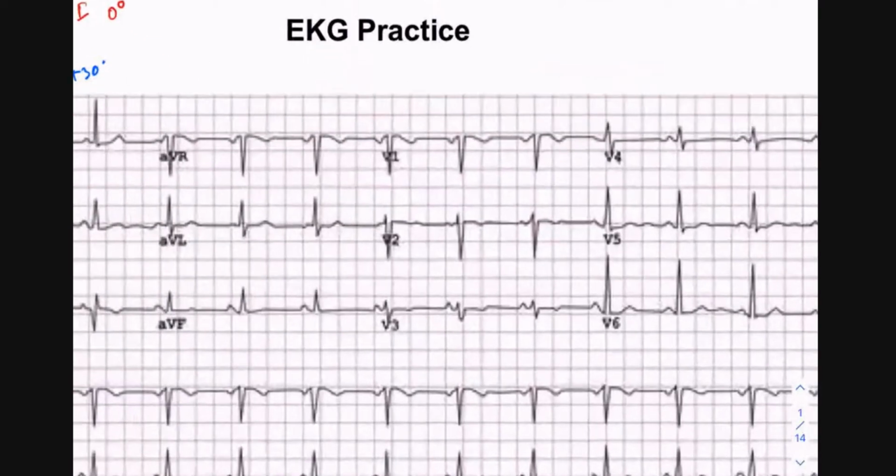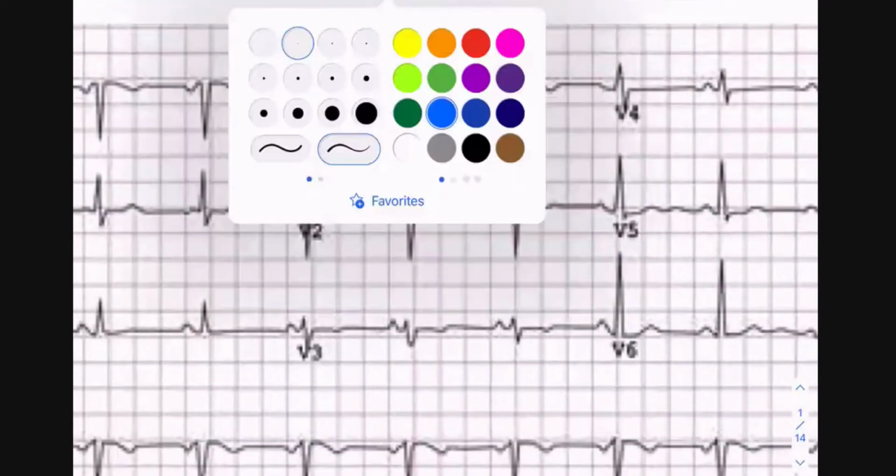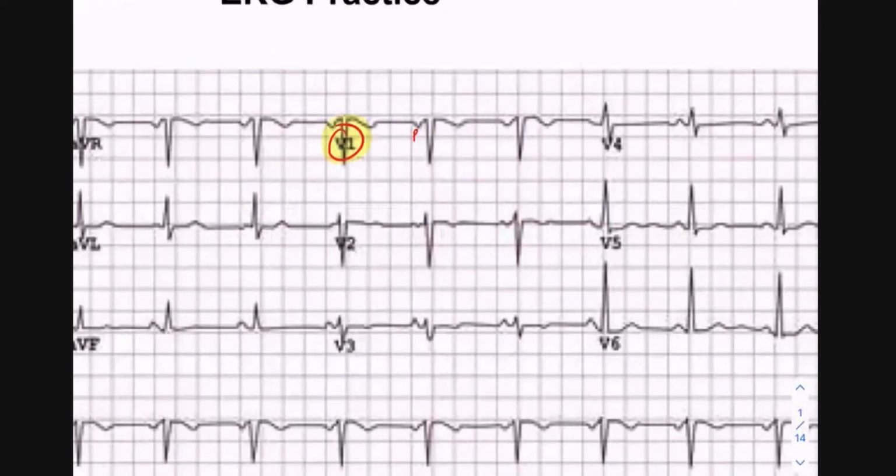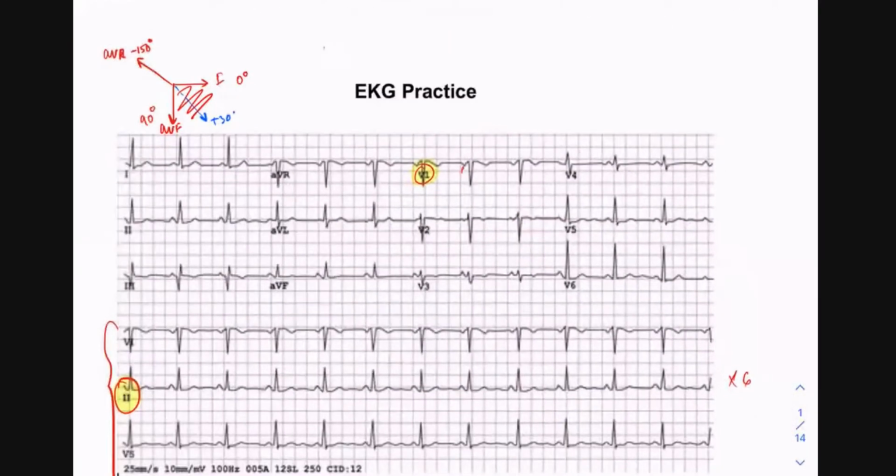The last thing I want to do, just to confirm, is look at my V1, because V1 gives you so much good information. And here I see a P, I see my QRS, which is narrow, and I see a T wave, and it's not too deep, it's negative, all the things that I'm looking for in V1. So this is great. This is a normal ECG.